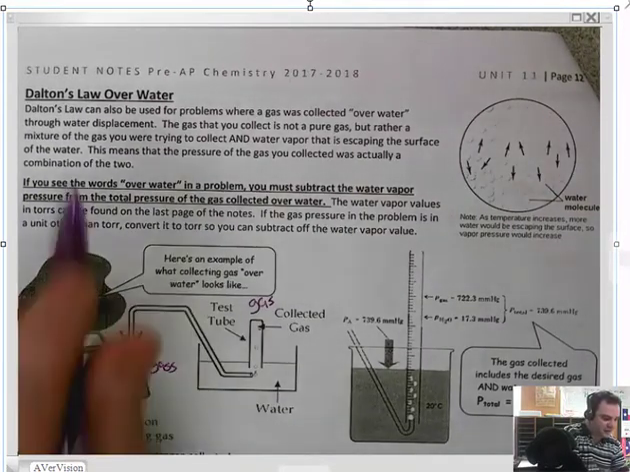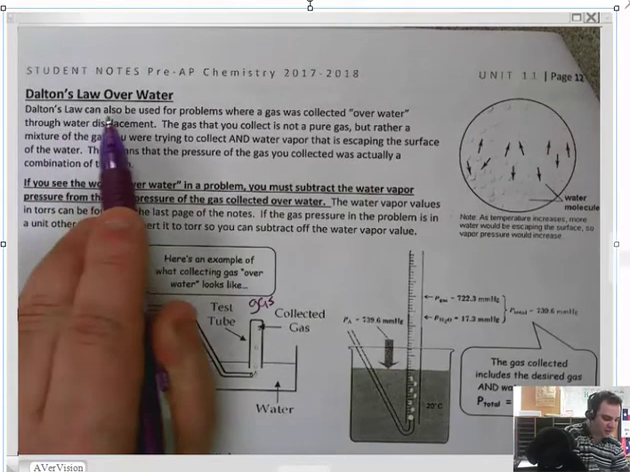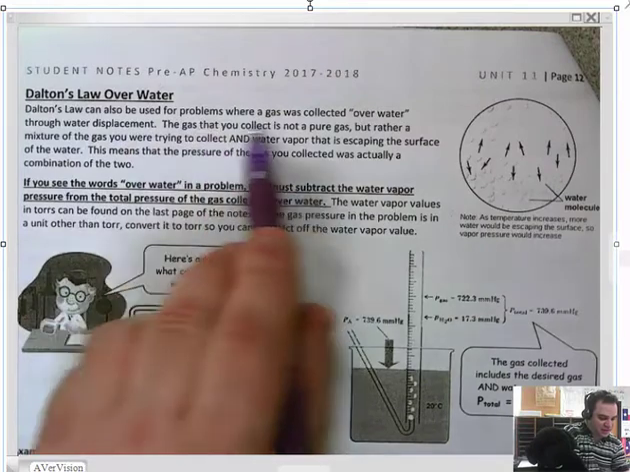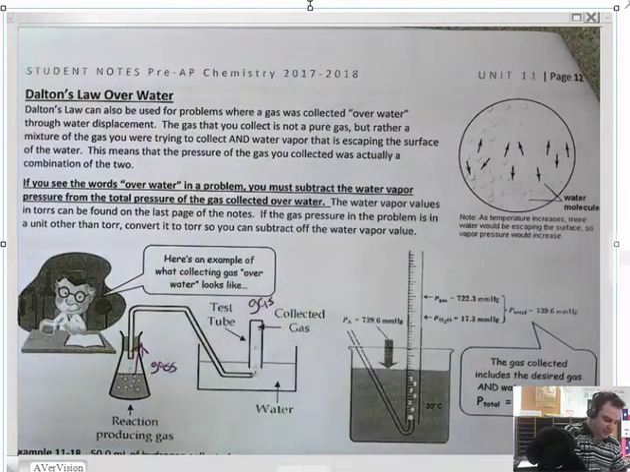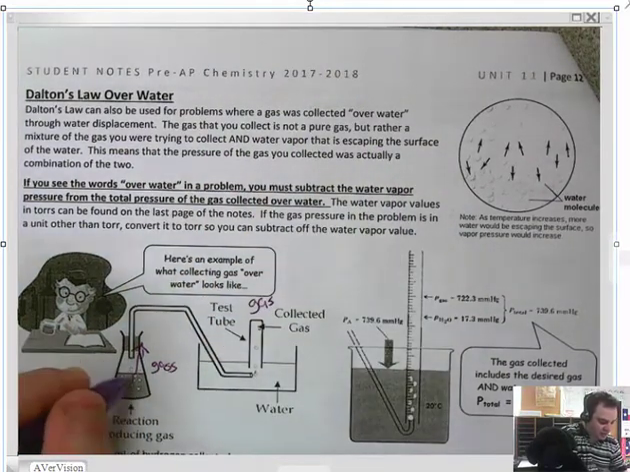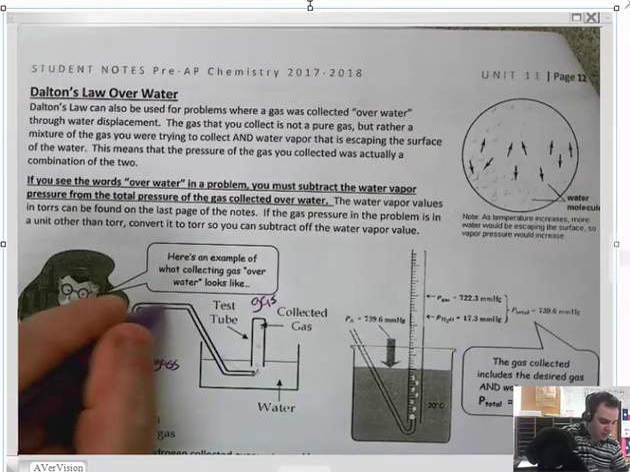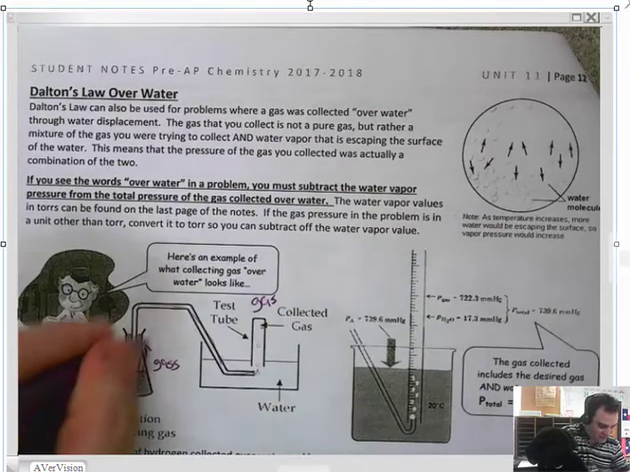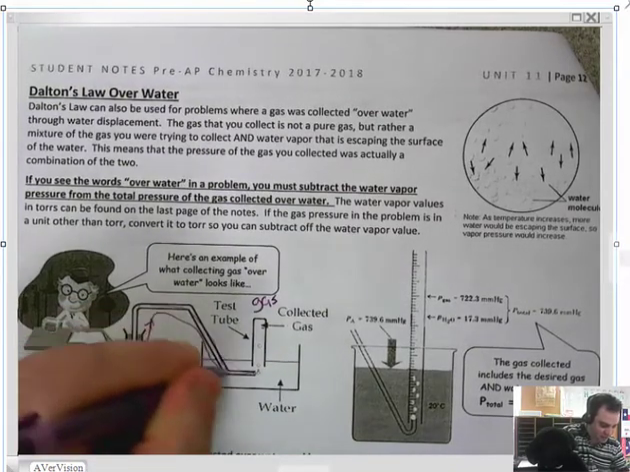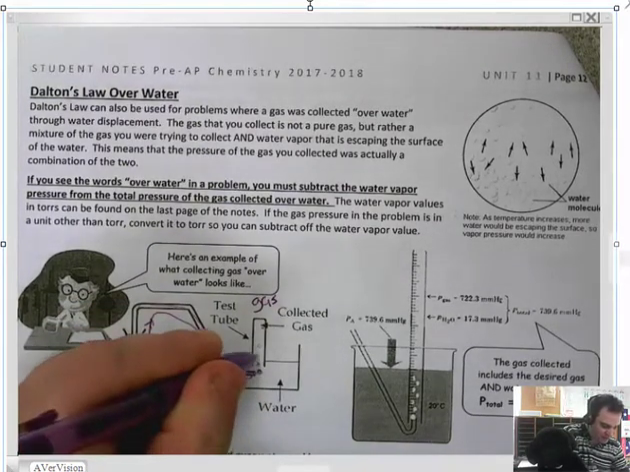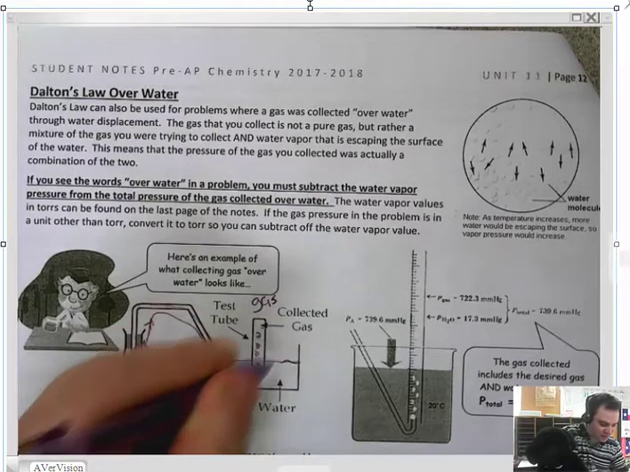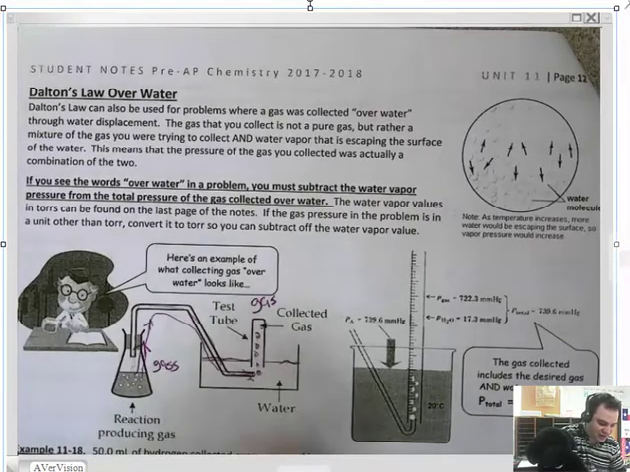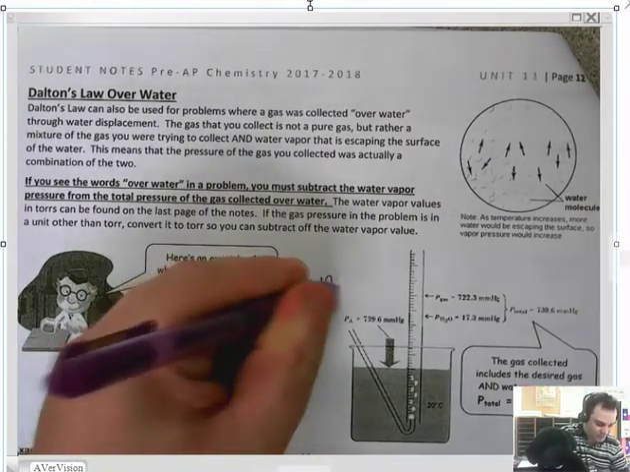We're going to go over Dalton's Law over water here. Dalton's Law can be applied for problems where gas is collected over water. See, here's what happens. When you collect a gas, it bubbles through water here, right? So the gas flows up here, flows around, and then makes little bubbles here, and then you collect the gas over water.